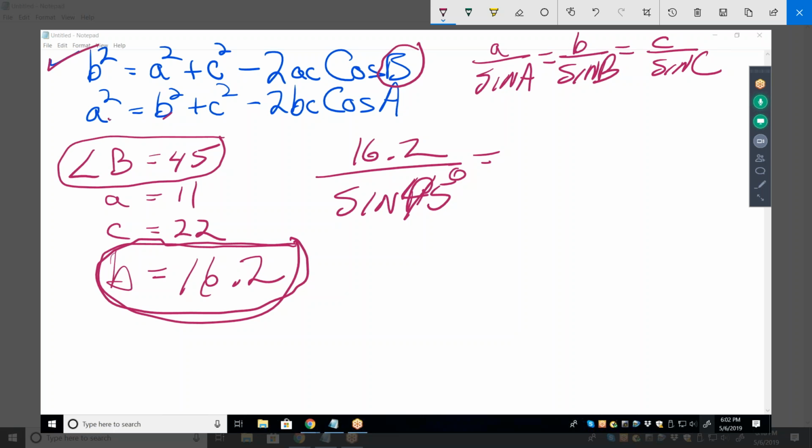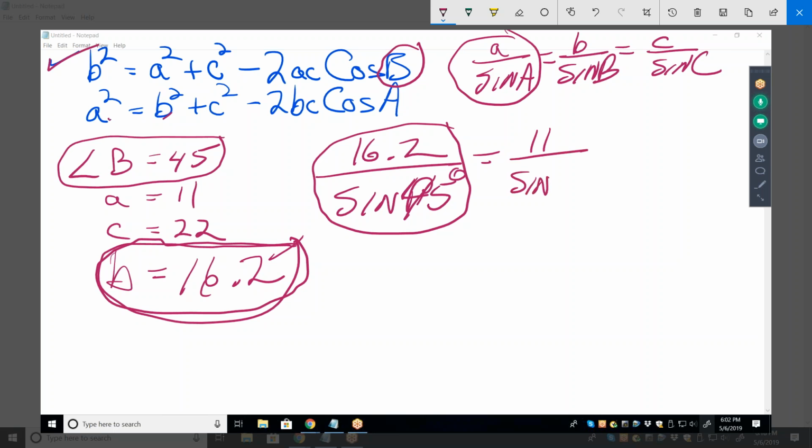Okay, so this represents b over the sine of b. We just figured out b. Okay, so let's solve for a next. So equate it to that. So it'd be 11 over sine a. And notice there's only one variable, sine a. So let's solve this. What do I have to do to solve this?